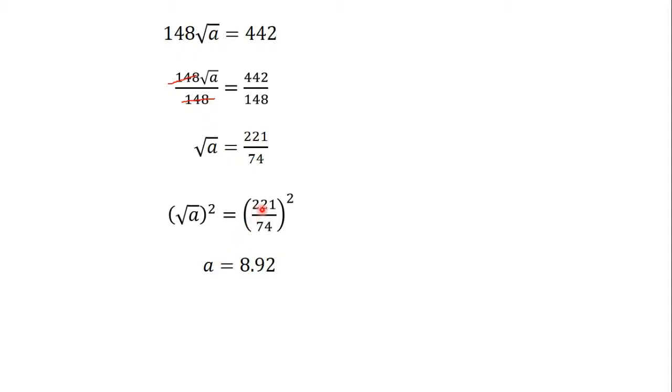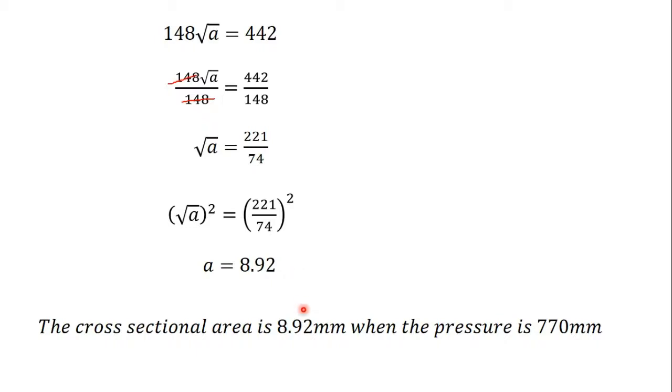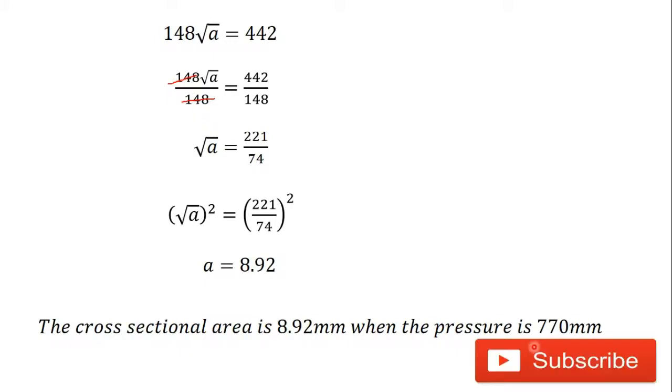If you find 221 divided by 74 squared on your calculator and you correct your answer to 2 decimal places, you have 8.92. Remember, the question said we should correct our answers to 2 decimal places. So A is equal to 8.92. This means that the cross-sectional area is 8.92 millimeters, when the pressure is 770 millimeters.